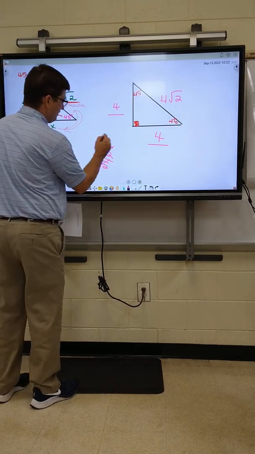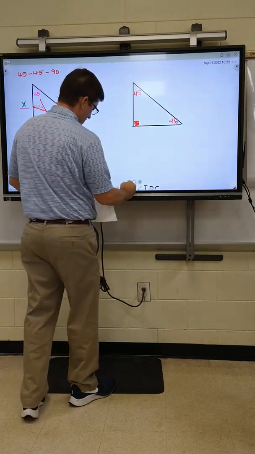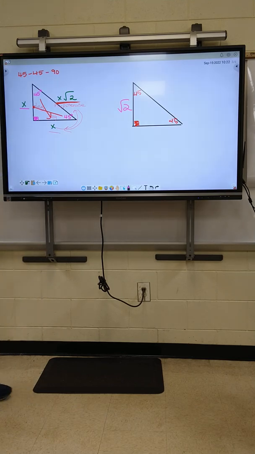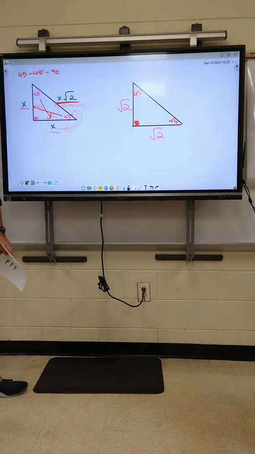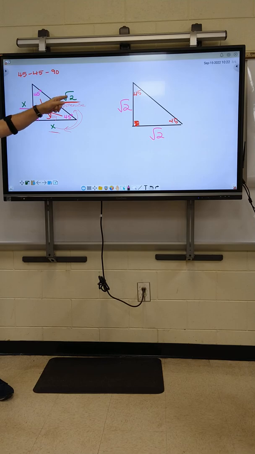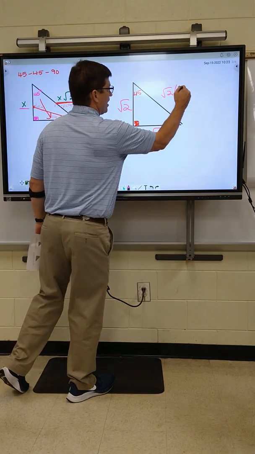All right, let's go to 5. Number 5, you've got root 2 in this spot. These two sides are equal, which means this side's also got to be root 2. How do we find the hypotenuse? What's our formula tell us to do? The formula says, take whatever you had here, put it right here, multiply it by root 2. So you're going to have root 2 times root 2.